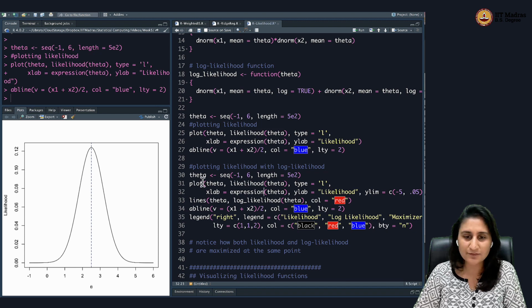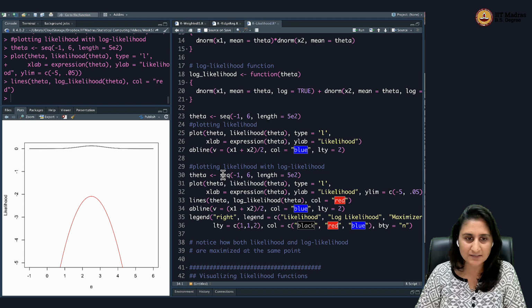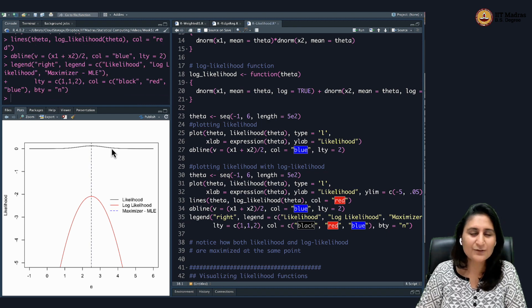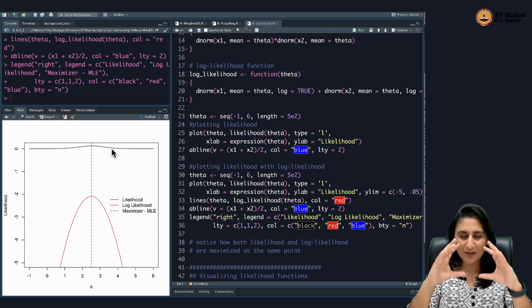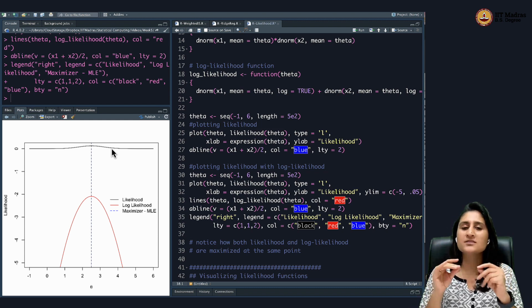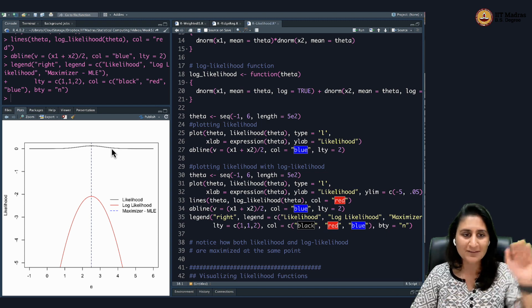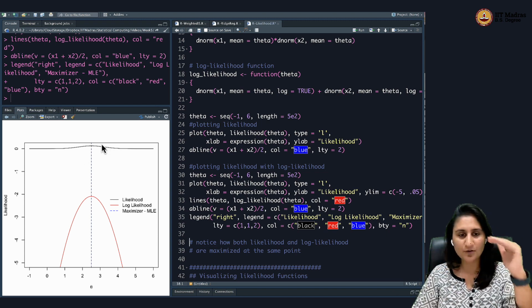In this first line of code, I'm going to plot the likelihood function. The second line of code, I'm going to plot the log likelihood function. I'm going to see that yes, the curves are different, as seen here. In black, I have the likelihood. Now the axes are a little squished because the log is on a different scale than the likelihood. But we can still see the rough shape of the likelihood function, and I can also see the shape of the log likelihood function.